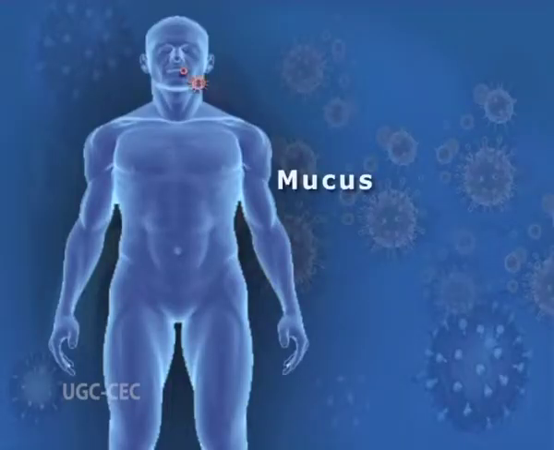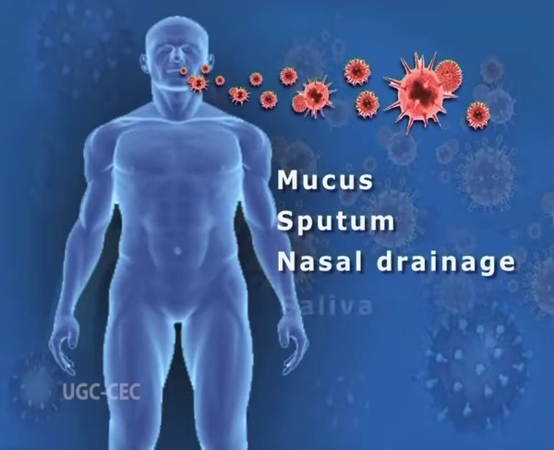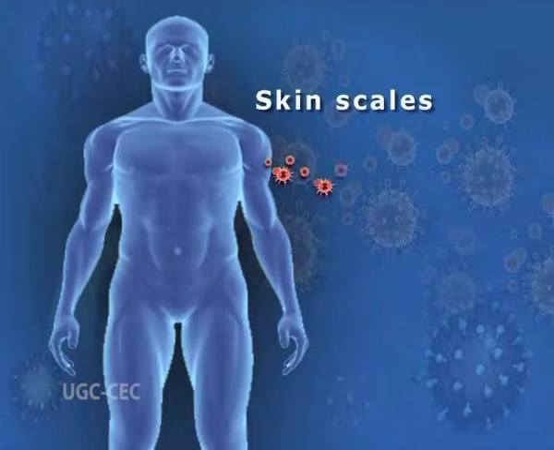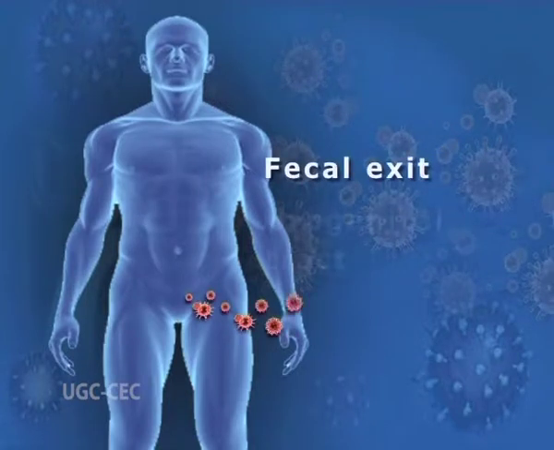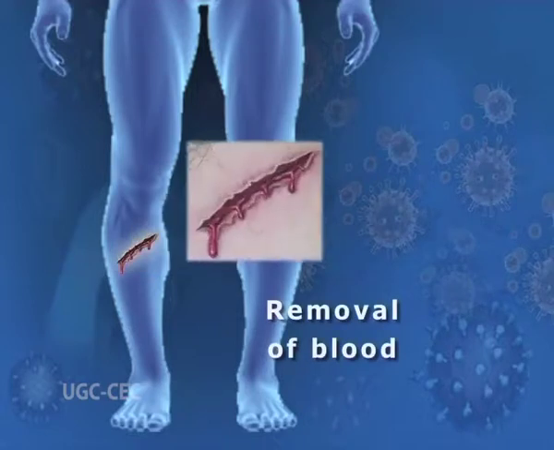And lastly, the seventh step, exit from the body. Pathogens depart by a specific avenue, which greatly influences the dissemination of infection, through mucus, sputum, nasal drainage and saliva, skin scales, fecal exit, urogenital tract and removal of blood.